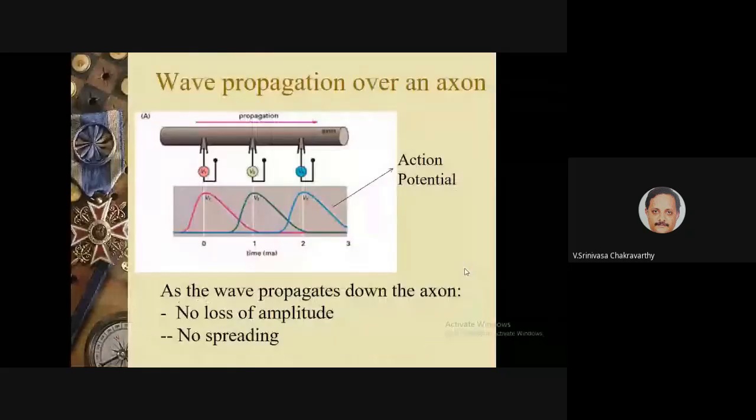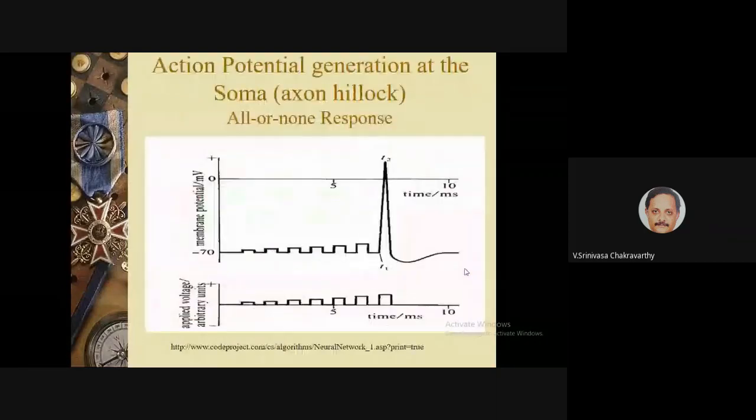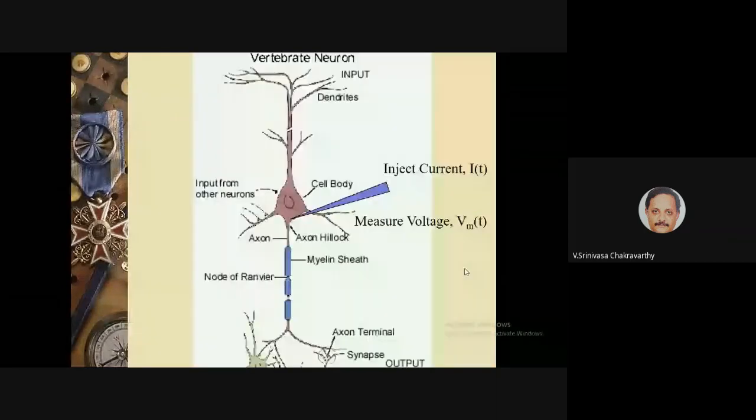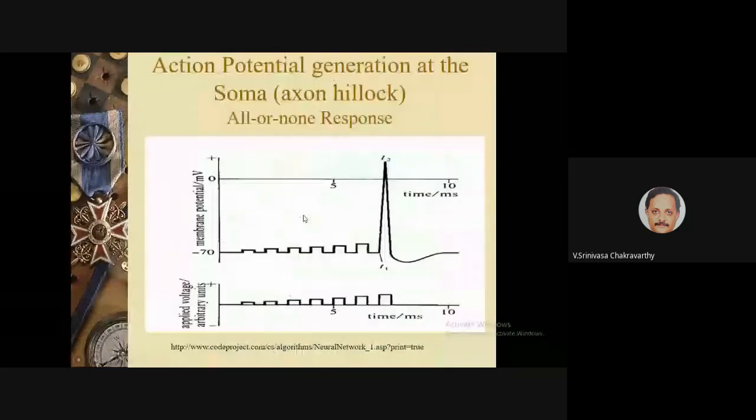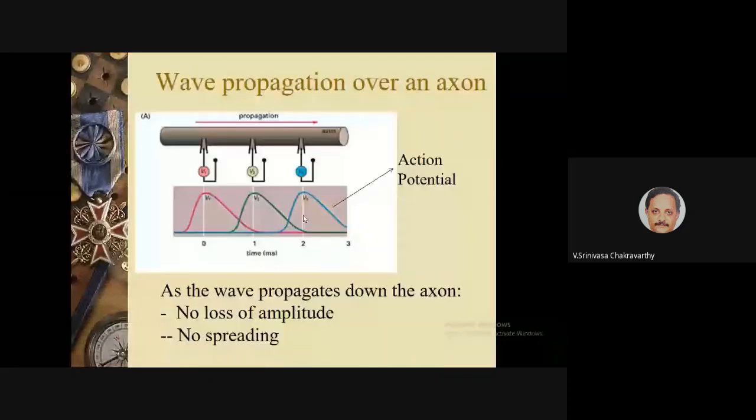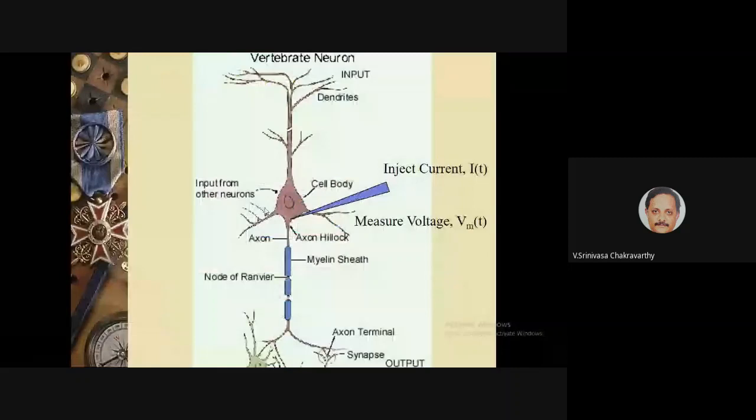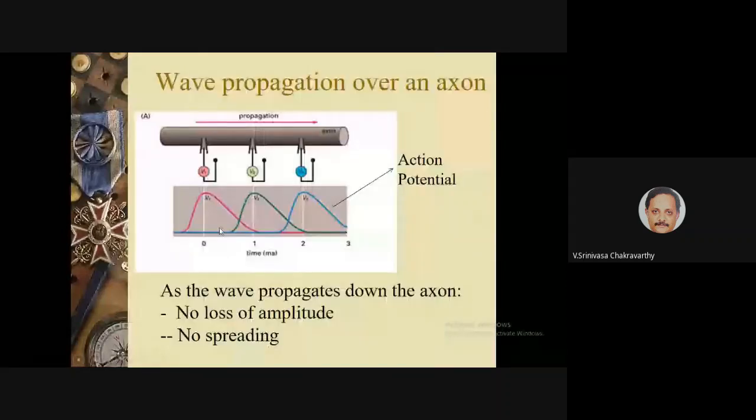This kind of response is produced roughly in this region of the axon hillock, and you can test that by injecting current into the cell body. And once an action potential is generated at the axon hillock, it propagates along the axon. The way it goes along the axon is quite interesting. Unlike on the dendritic side, where the impulse loses amplitude and also spreads in time, on the axonal side there is no change.